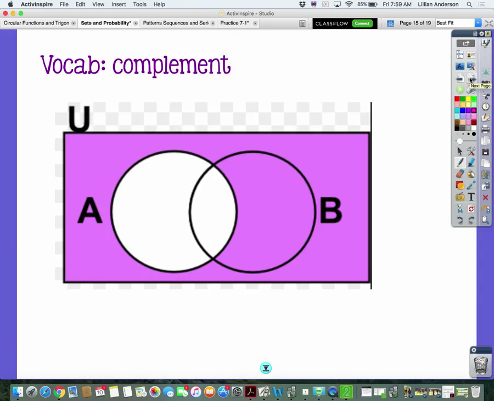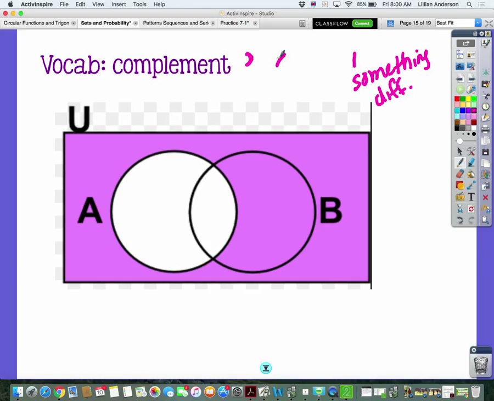Complement. Complement is another vocabulary word. The complement of a particular set is denoted with an apostrophe. So you do it like this, or you can do it slightly slanted. Do not do it like so. This means something different. So try to give it a little bit of curve, or try to make it slanted. Those are the symbols for complement.